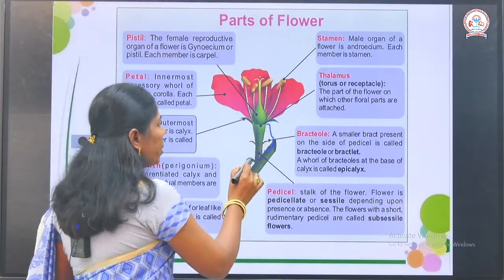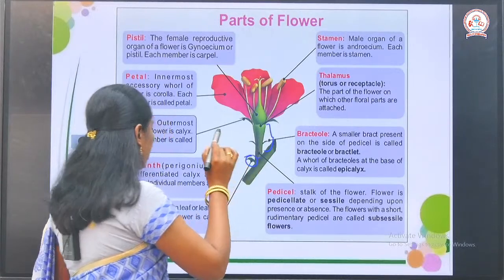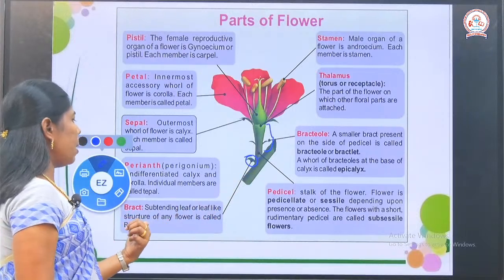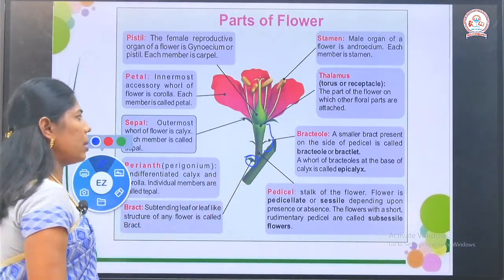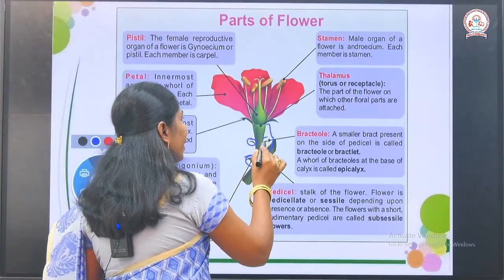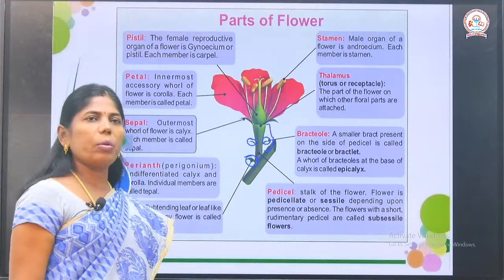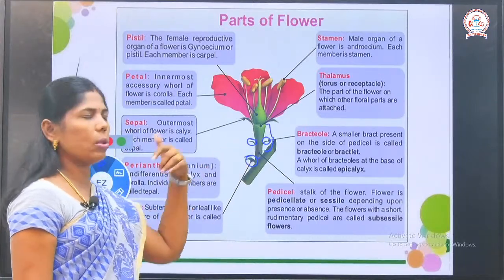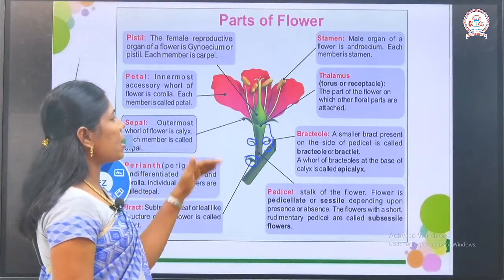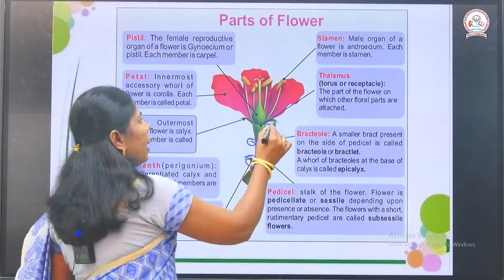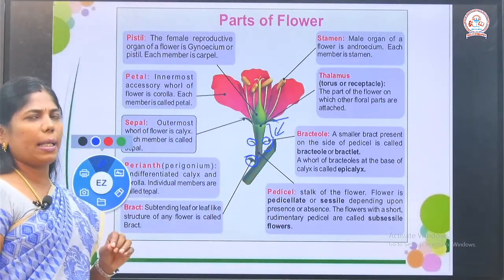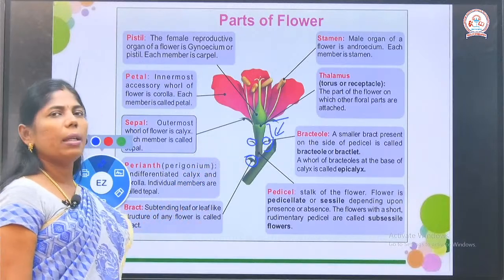In the base of the pedicel we can see an extra outgrowth, which is called a bract. And just above the base of the pedicel we can see another extra outgrowth. This extra outgrowth is called bracteoles. Otherwise it is called the epicalyx, because it is present below the calyx. So, this is the calyx, and below the calyx this is called the epicalyx. So, bracteoles are otherwise called the epicalyx.